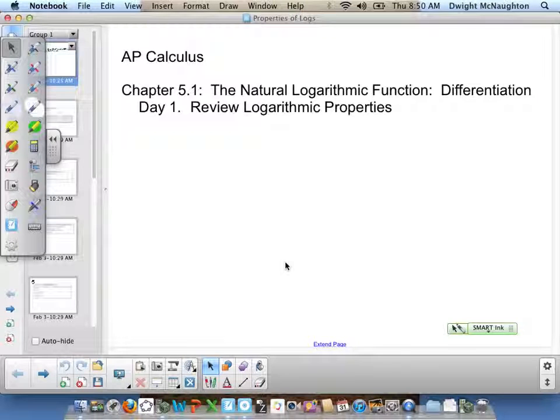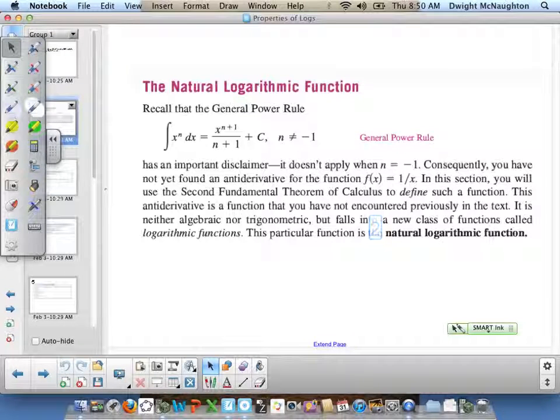Chapter 5.1, the natural logarithmic function differentiation. Day 1, a review of logarithmic properties. We are starting transcendental functions this chapter, meaning functions that aren't polynomials or rationals. They're going to be a little bit different. There's not going to be a lot of e to the x. It's going to be a little bit more trig.